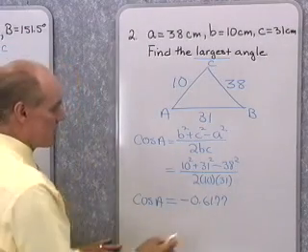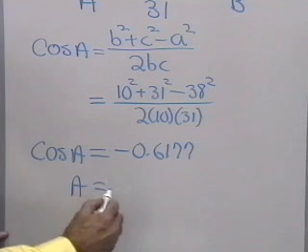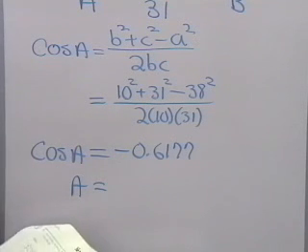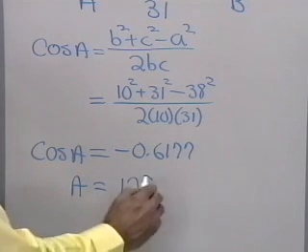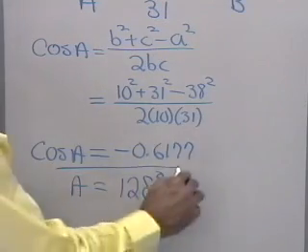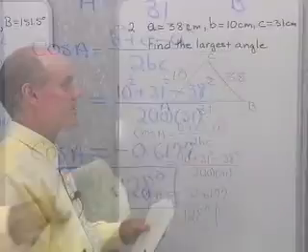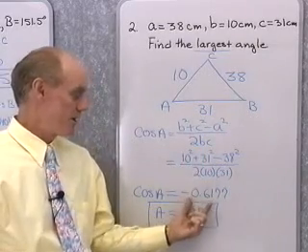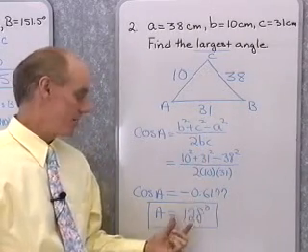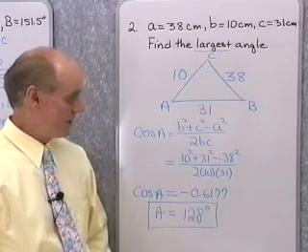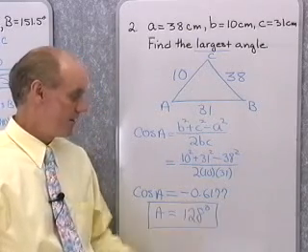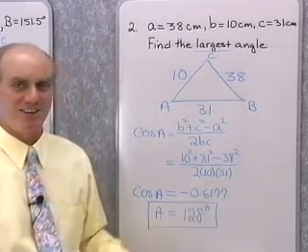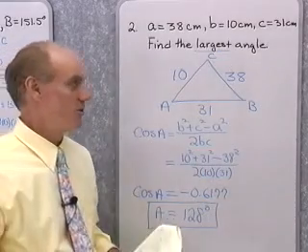So if I press the inverse cosine button now on the calculator, what I'll get for this angle is 128 degrees. So the largest angle was angle A because it's opposite the longest side. I use the law of cosines this way, substitute in, I get a negative number right here telling me I'm going to end up with an obtuse angle, and sure enough with my inverse cosine button on the calculator it comes out to be 128 degrees.